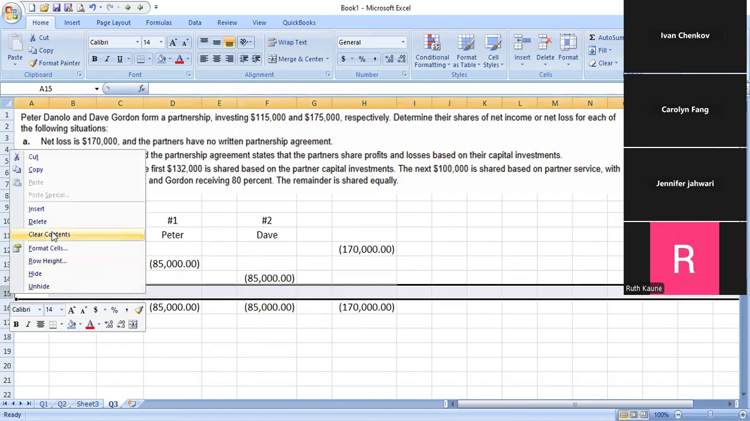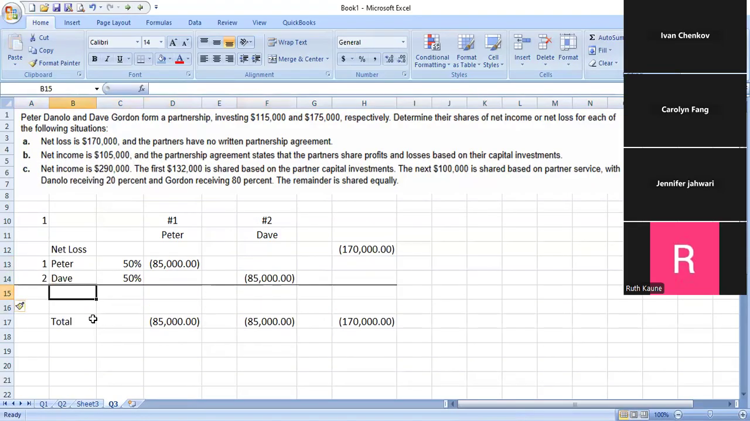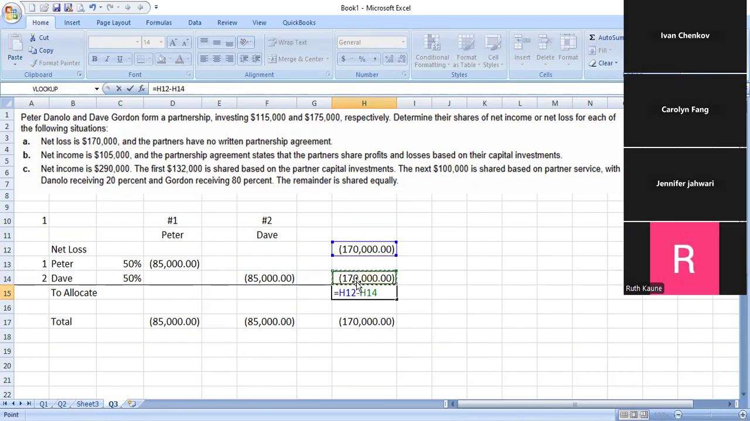So how can we check this? I want to insert here the amount left to allocate. That should be 0. Basically what we allocate will be equal to this one plus that one, and we have this one minus that one, and that should give us 0. So how did we allocate it? Peter gets 85, Dave gets 85, and done.